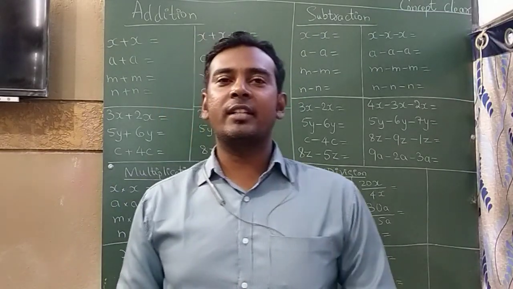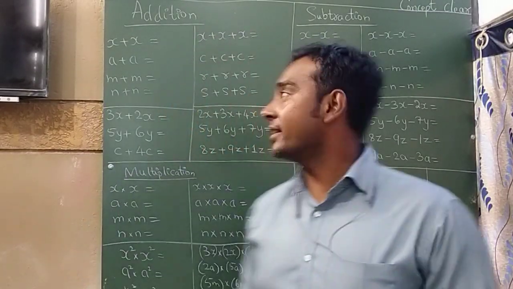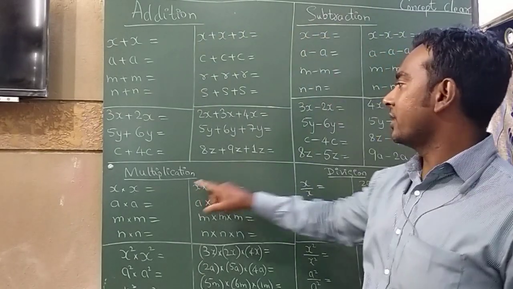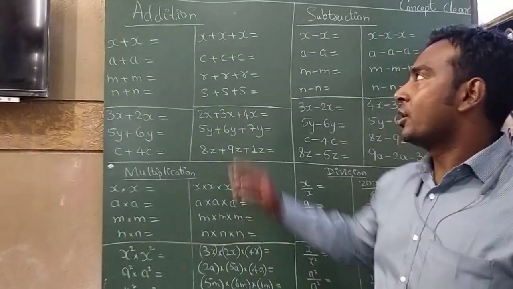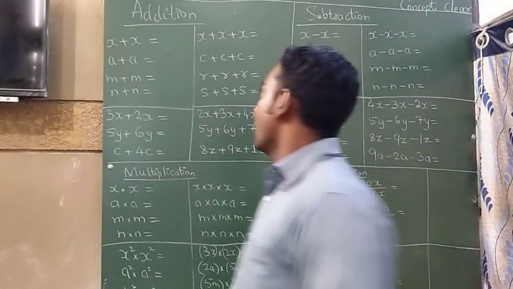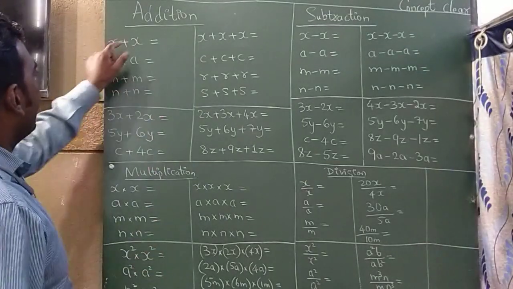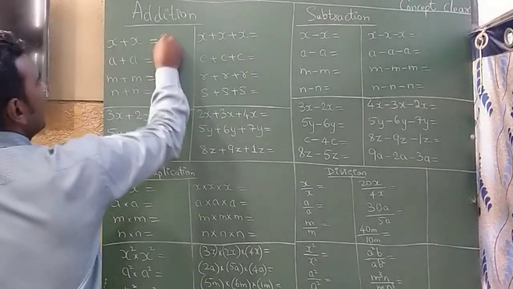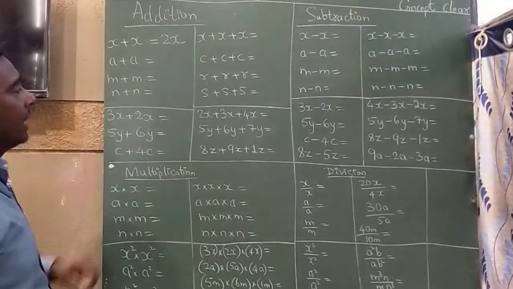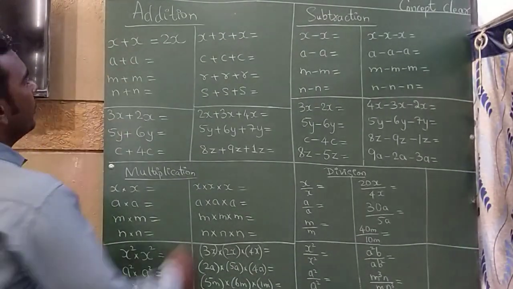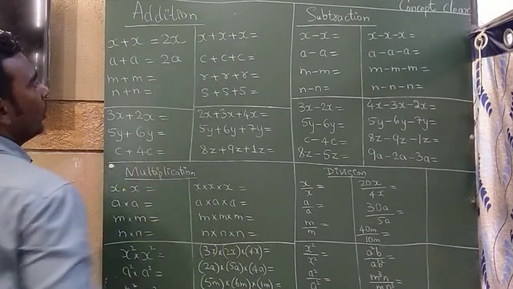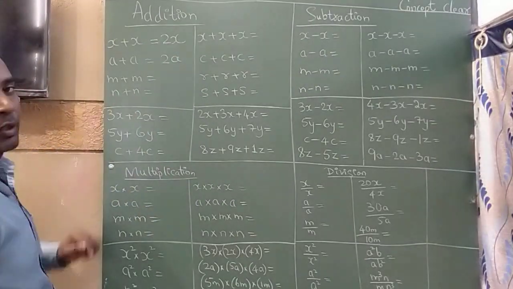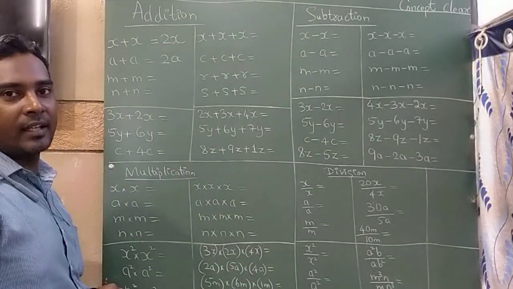Today I am going to teach some basics of algebra, that is addition, subtraction, multiplication and division. So let's start with the addition. There are two terms here, that is x plus x. If you add this, you will get 2x. Similarly, a plus a. If you add this, you will get 2a. These two sums you solve and let me know the answer in the comment section.